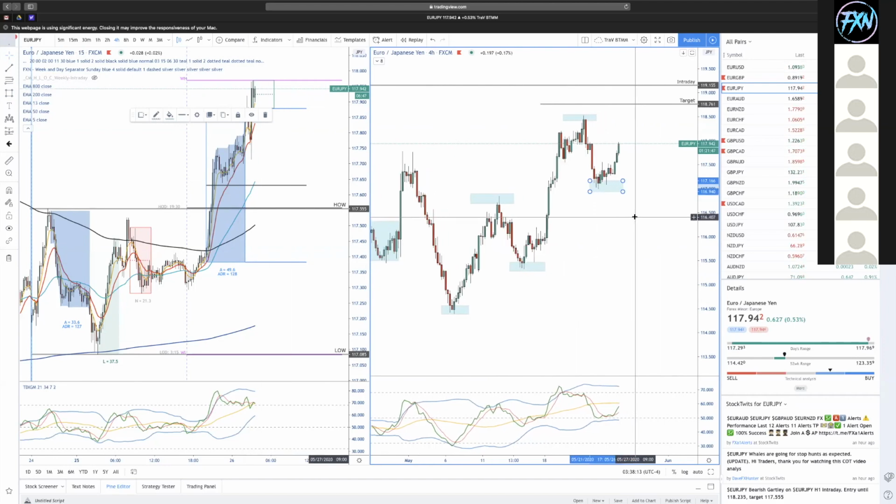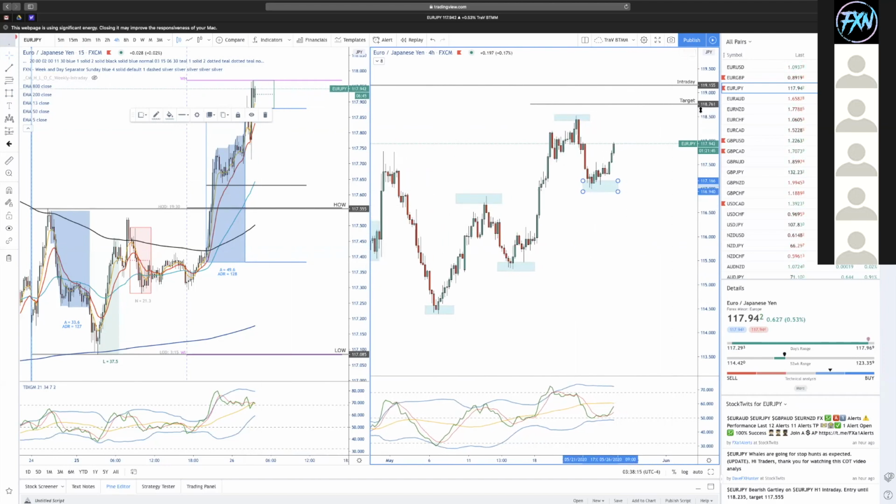From last week Tuesday, I've actually left this target on. It was 118.761, still up there. Still have that target up there, and honestly, I do believe that we will hit this target eventually.